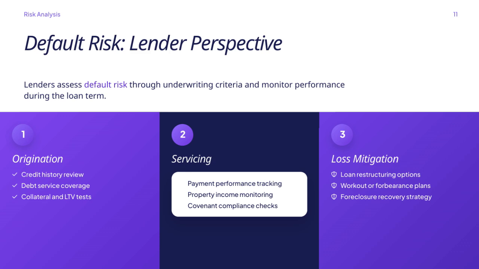Next, during servicing, lenders monitor payment performance closely, keep an eye on property income, and check for compliance with any loan covenants to catch early signs of potential problems. Finally, if issues arise, lenders move into loss mitigation, exploring options like loan restructuring, workout, or forbearance plans, and developing foreclosure recovery strategies. This comprehensive approach helps lenders manage and minimize default risk throughout the life of the loan.